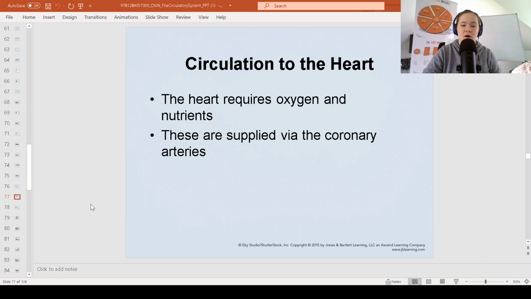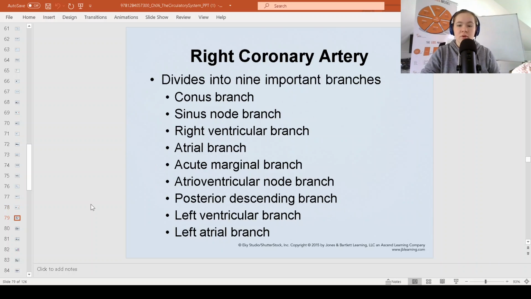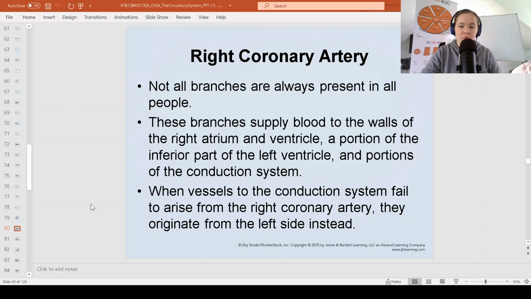The heart requires oxygen and nutrients. These are supplied via the coronary arteries. The arteries that arise from the aorta shortly after it leaves the left ventricle are the coronary arteries. The right coronary artery divides into 9 important branches: the conus branch, sinus node branch, right ventricular branch, atrial branch, acute marginal, atrioventricular node, posterior descending, left ventricle, and left atrial. Not all branches are always present in all people.